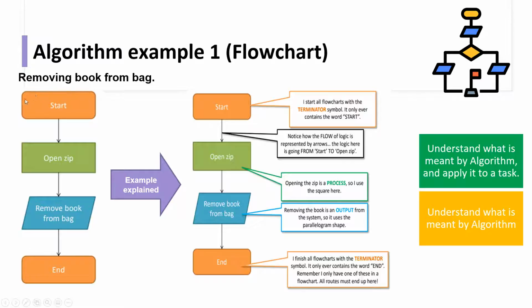At the top you'll put the rounded rectangle shape to show that you're starting the algorithm. This rectangle here is for the process, and your process is opening the zip, so zip and open your bag. The next one is a slanted rectangle. This is because it's an output, because you're taking that book out of your bag, and then that example ends. You can feel free to pause the video and read these if you want to.